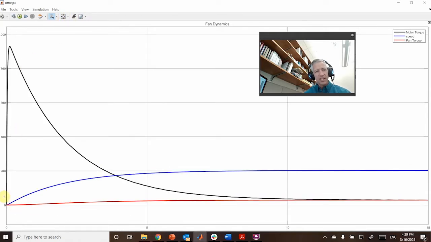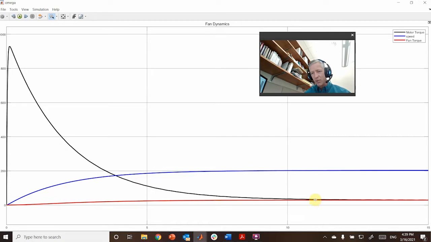So now when we zoom out, you see we're at the peak. This is my inductance we had before. Now my speed is increasing, so my motor torque is decreasing, and my fan torque is starting to increase. Okay, and so the rate of this increase in my speed is going to get smaller and smaller because my net torque is going down.